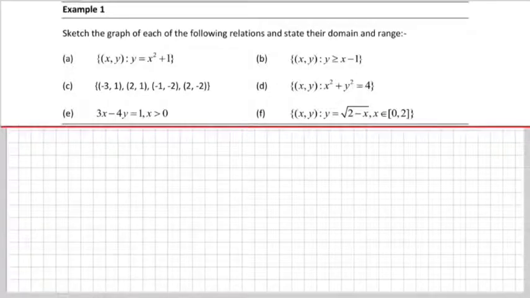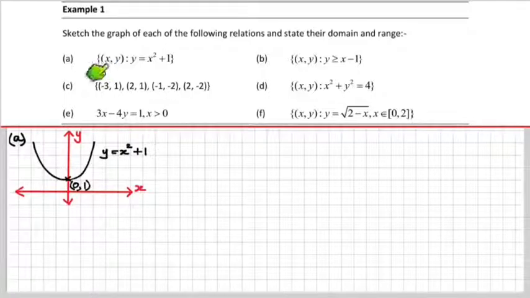Alright, over the screen we go. Let's try and do an example to see if we can consolidate our understanding of that theory. So in this example, example 1, we're to sketch the graph of each of the following relations and state their domain and range. And we've got 6 of them, okay? Alright, let's get going. Number A. We've got Mr. A today, hooray.